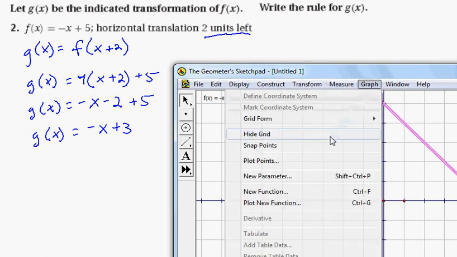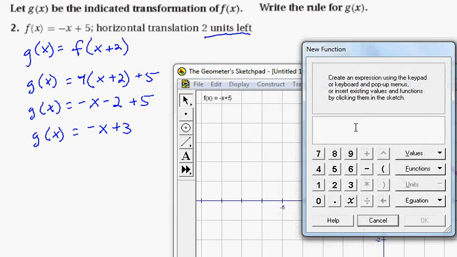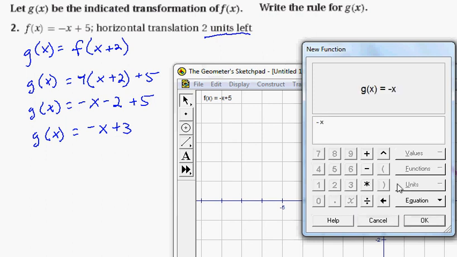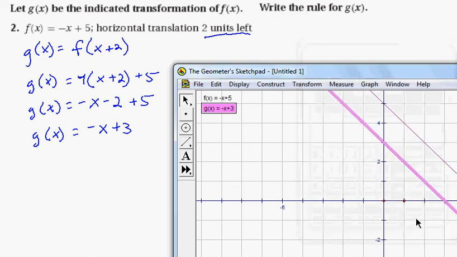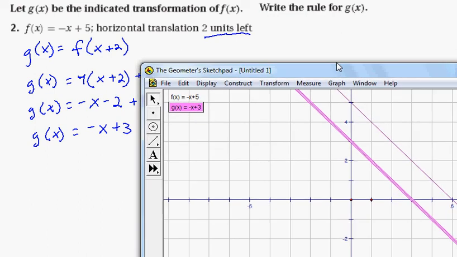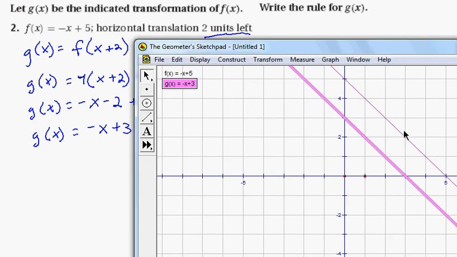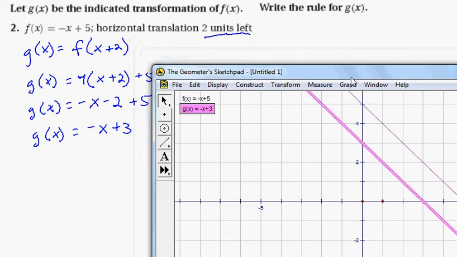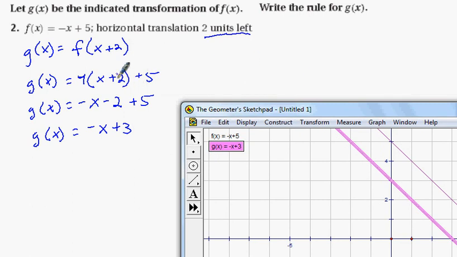Now, if I go ahead and plot the new function, this time we're going to go negative x plus 3. And we graph that one. And as you can see, this has shifted these two graphs. This is the old function. This is the new function. Moved 2 units to the left. So when we add to the x, we're moving to the left.